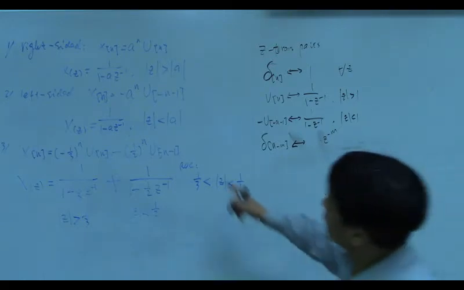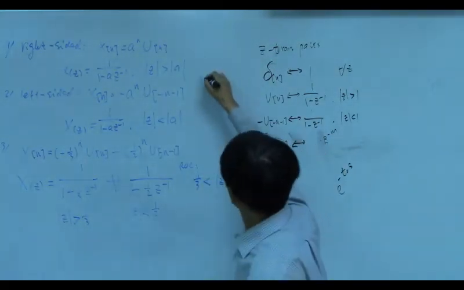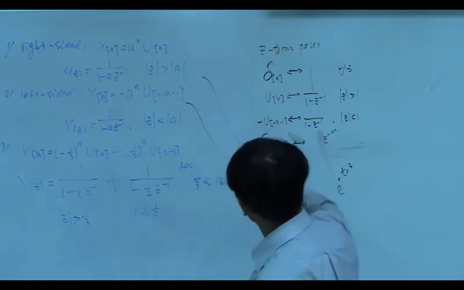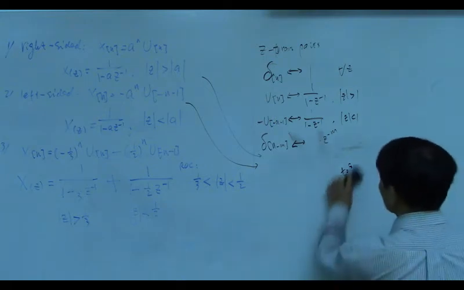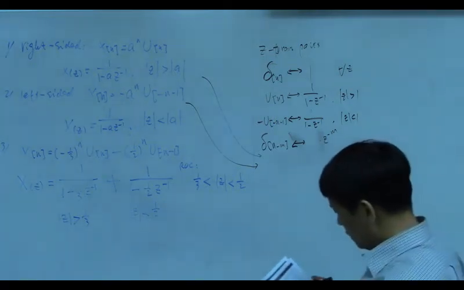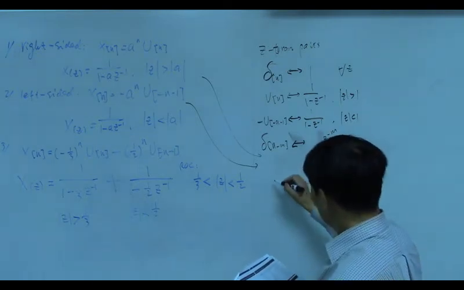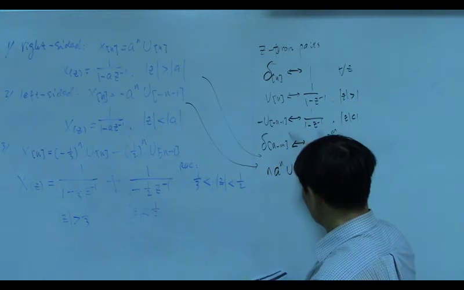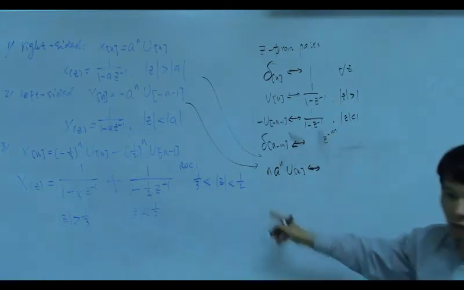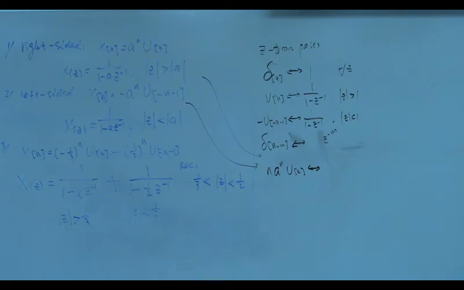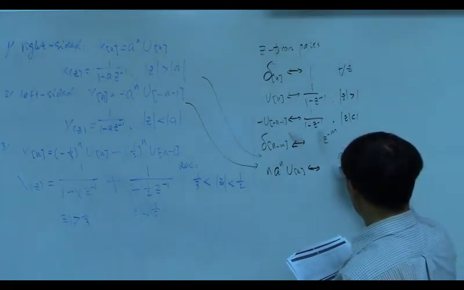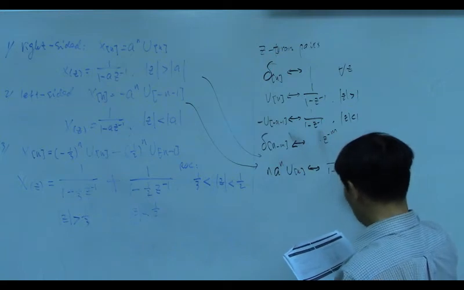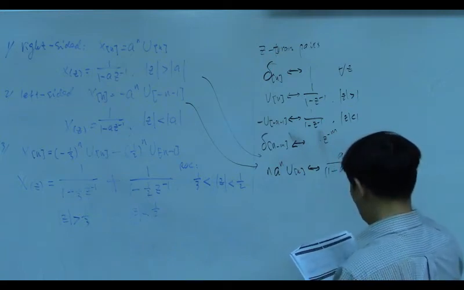The other two are this one, right? Next one here, this one is here, and all these are, better memorize this. The next one is n times a to the n u[n], so multiplying by n in the time domain. This one will be az to the negative 1 over 1 minus az to the negative 1, squared.